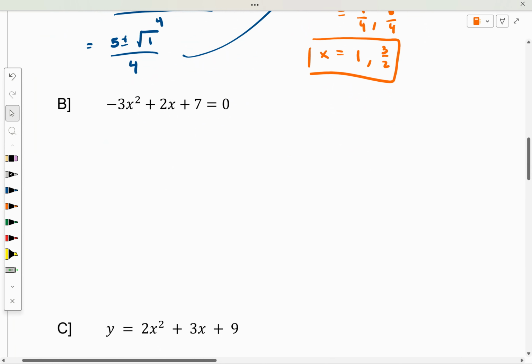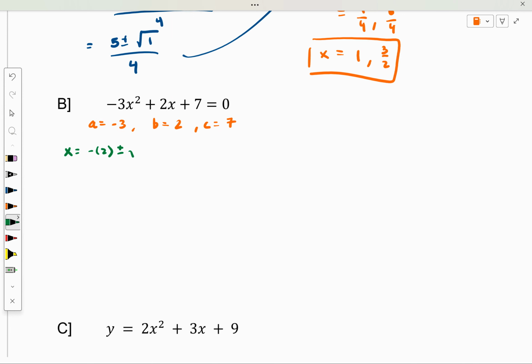But moving on, here for b, again, make sure it's in standard form. It's equal to 0, so that's good. Everything's on one side. So my a here is going to be negative 3, b is positive 2, and then c is 7. So here, again, set up the formula. So x equals negative of b plus or minus the square root of b squared minus 4ac all over 2a.